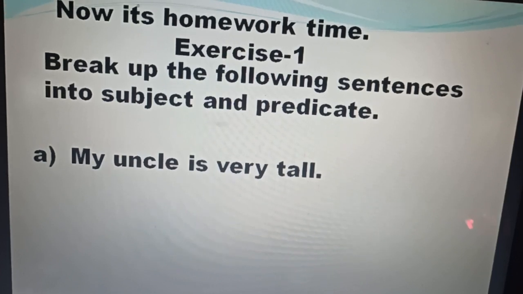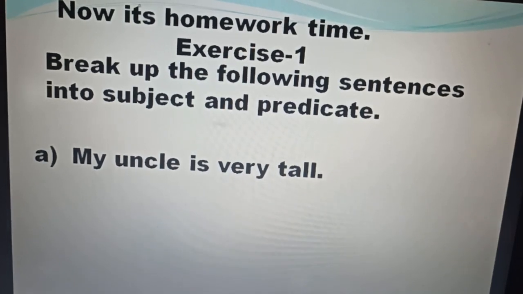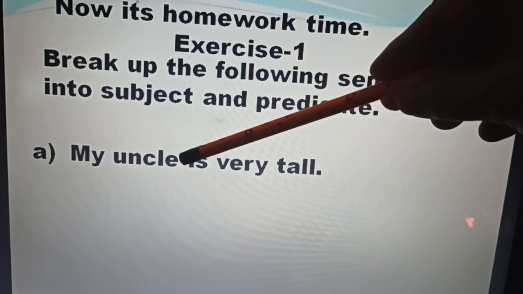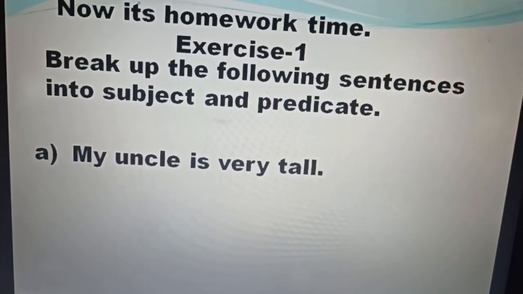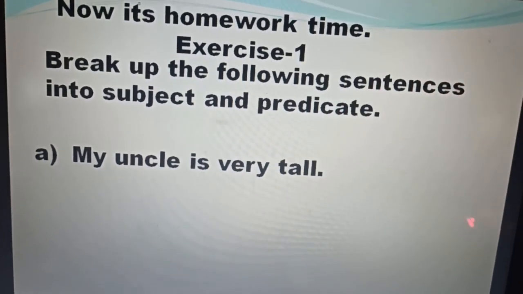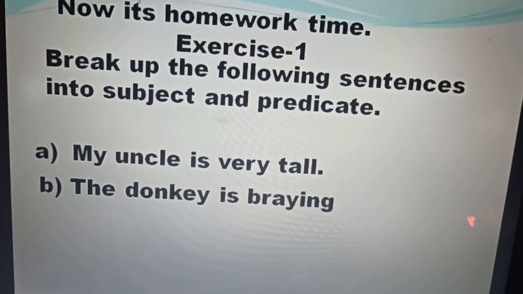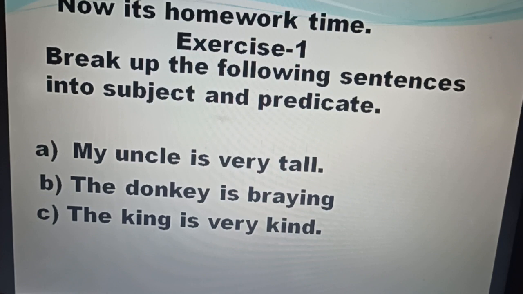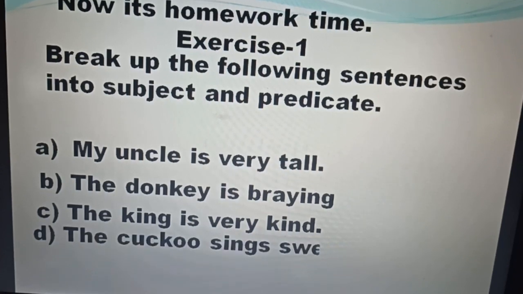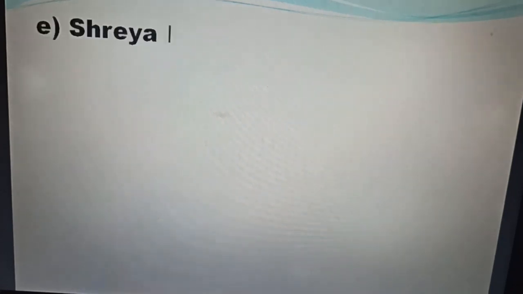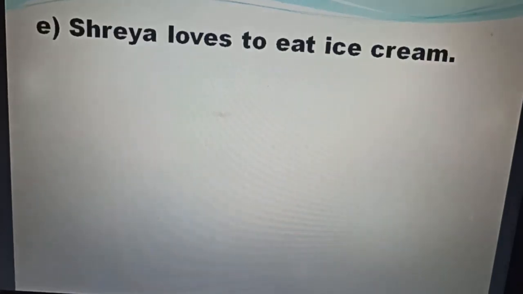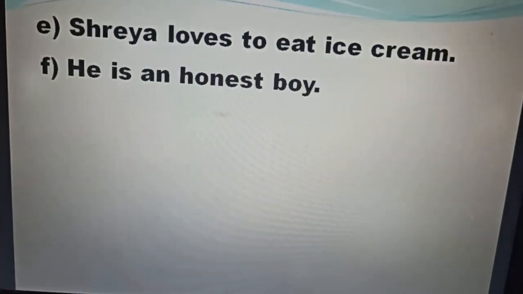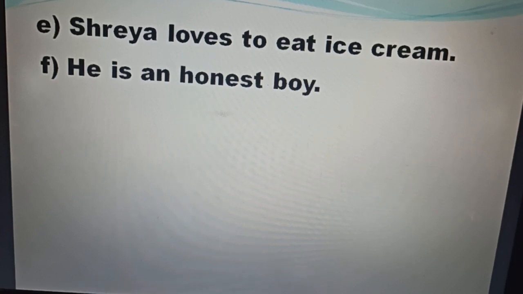My uncle is very tall. My uncle is subject, is very tall is predicate. Next sentence. The donkey is braying. The king is very kind. The cuckoo sings sweetly. Shreya loves to eat ice cream. He is an honest man.